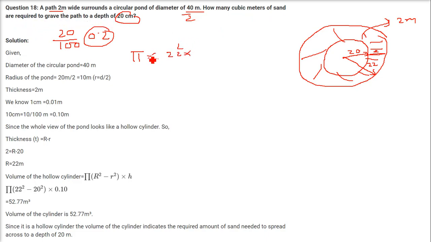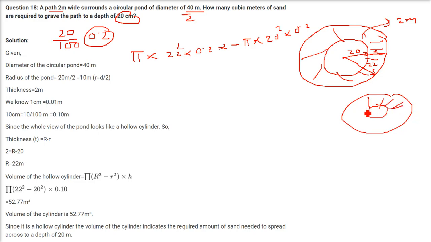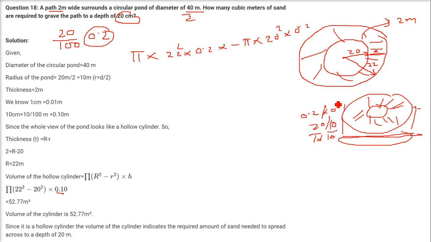So this is pi r square h, that is pi into 22 square into 0.2, minus pi into the internal one, 20 square into h. See, what we have done is, this area is our hollow cylinder, and the height from here to here is given as 20 centimeter, or if it is 10 centimeter, you have to see the book. I'm just taking it for an example. It is say 20 centimeter or 10 centimeter, whichever it be. So assume it to be 10 or 20. So 20 by 100 or 10 by 100 is going to give you 0.2 or 0.1, either of them. So we have to take the volume of the external one minus the internal one, and that is the volume which is required, in cubic meters.